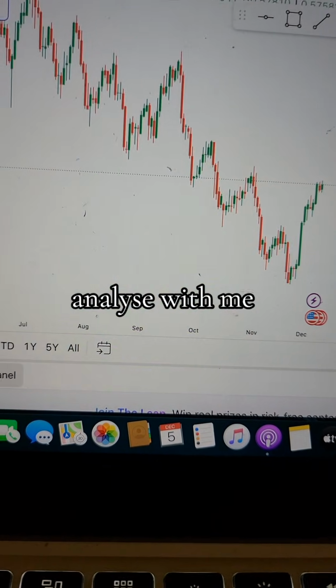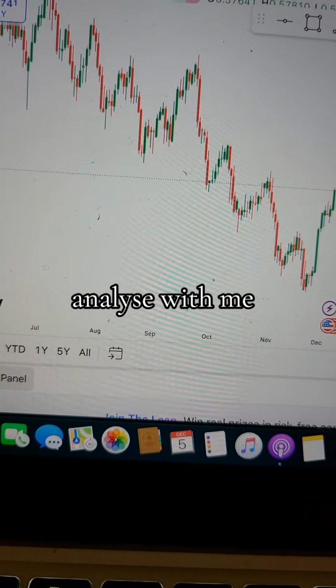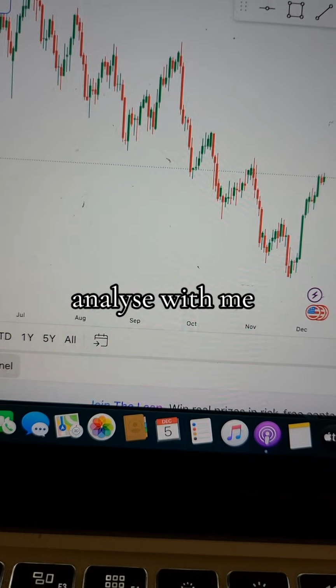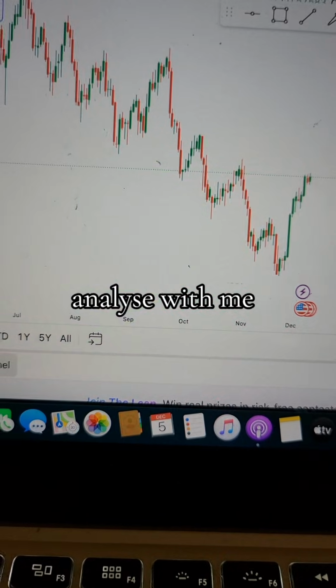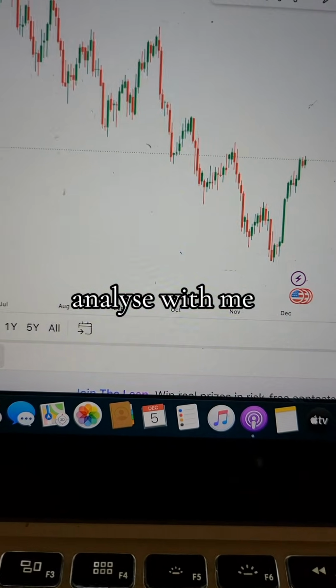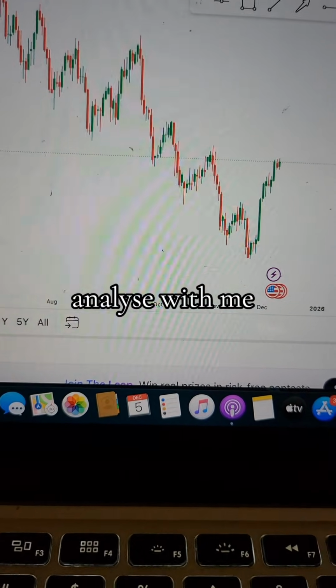If you're struggling with trading Forex, I want us to analyze this trade together step by step. This is the only way that you're going to understand the market. I'm going to show you the best time frames that you need. And the funny thing is, I'm still holding some trades.